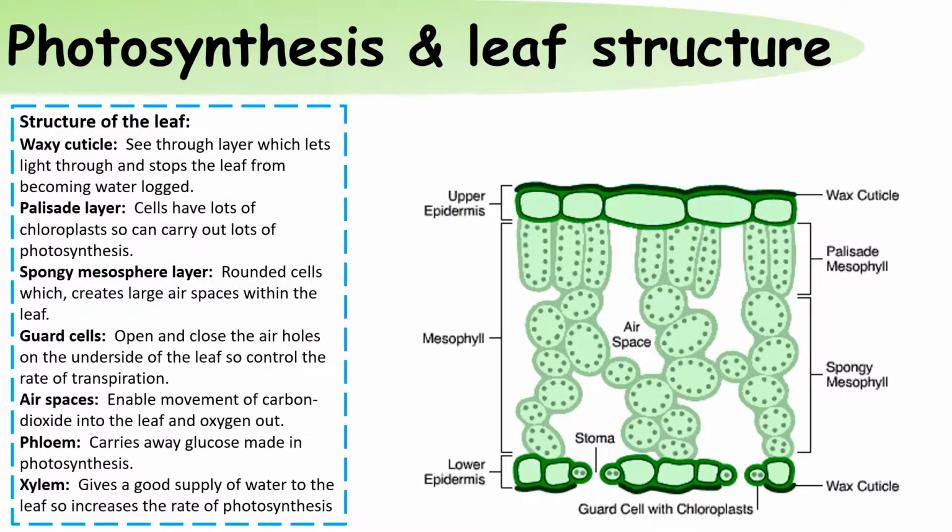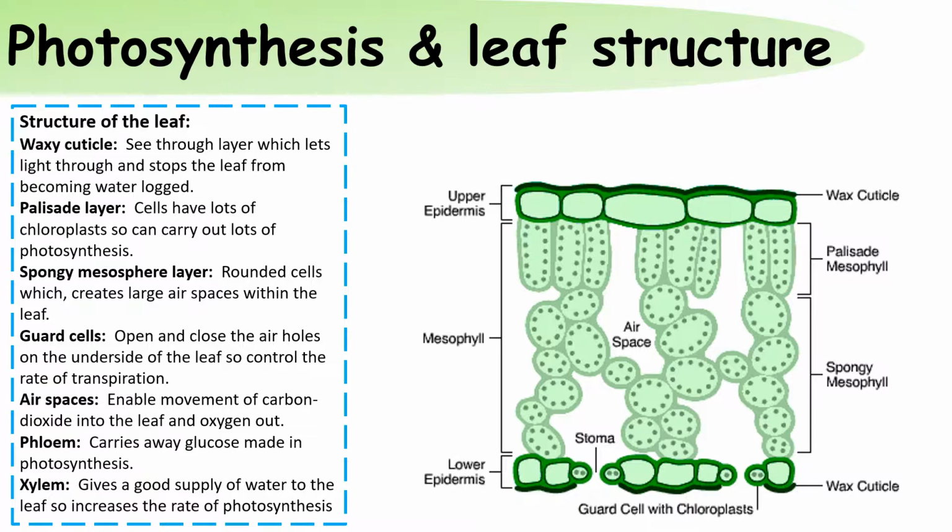Photosynthesis all centers around the structure of the leaf. At the top of the leaf is an upper epidermal layer. The upper epidermal layer, with a thin waxy cuticle on top of it, is very thin to allow light through easily. Underneath that is the palisade layer. The palisade cells have lots of chloroplasts in them, as this is where most of our photosynthesis will be taking place.